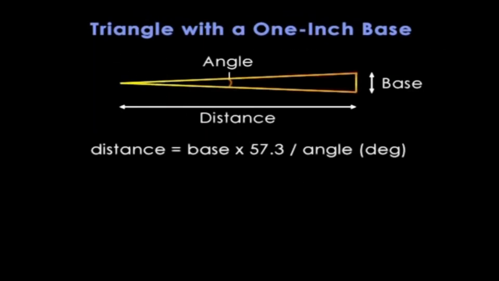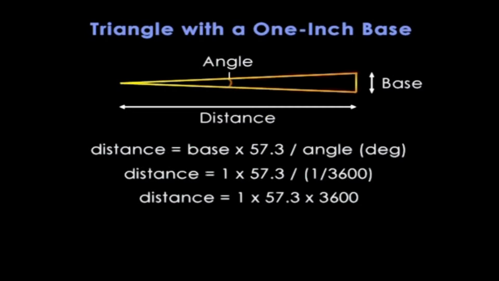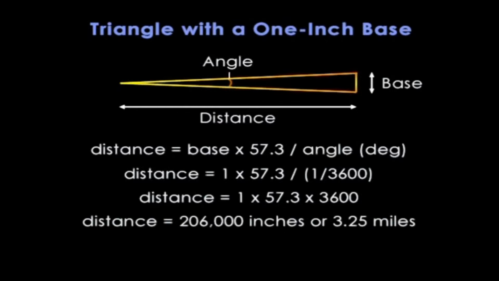So back to our slim triangle with a 1-inch base. If we now make the apex angle 3,600 times smaller, so it's now just 1 arcsecond, then the length increases to 3,600 times 57.3, or about 206,000 inches, which is about 3¼ miles with a 1-inch base, so it's a really very skinny triangle.